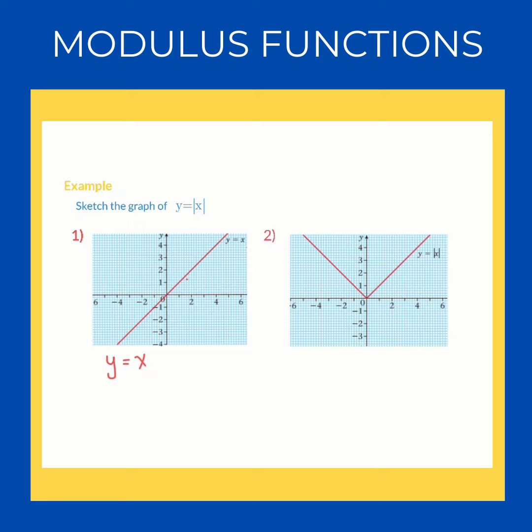Now for step 2, we'll say that for the part of the line below the x-axis, or the negative values of y, so this part of the straight line is below the x-axis, we need to reflect this part in the x-axis. So reflecting this part in the x-axis will give us this part of the straight line. So the graph of y equals the absolute value of x is this shape.